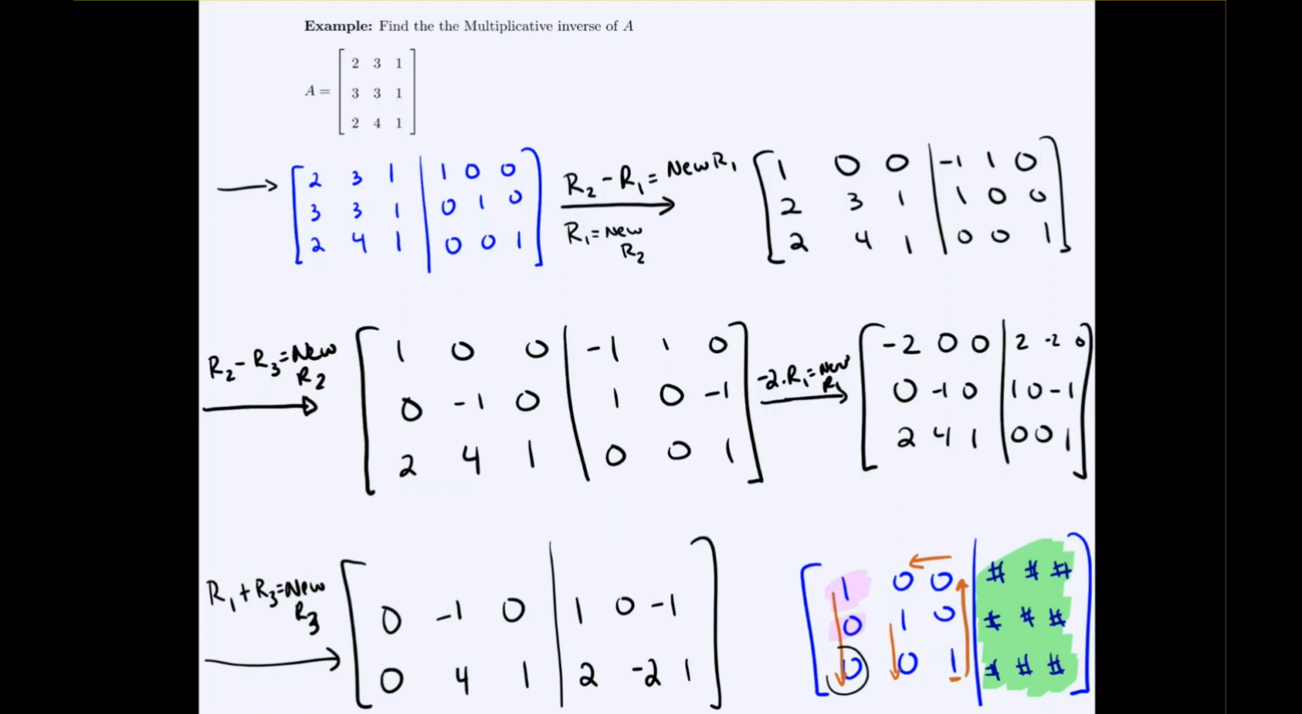And then remember, we really did not want the negative 2 here long term. That was just to add, which we've already done. So we go back to the original row 1.